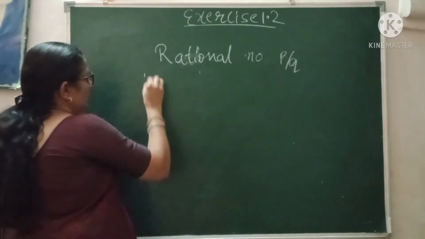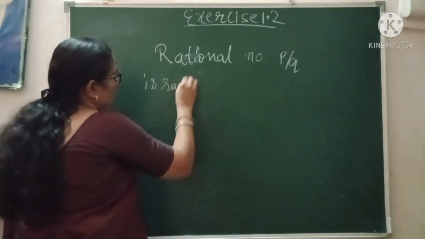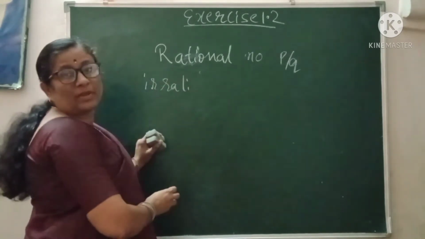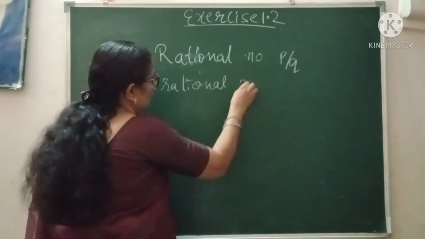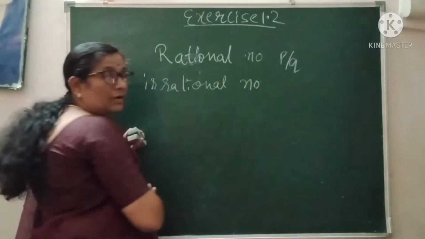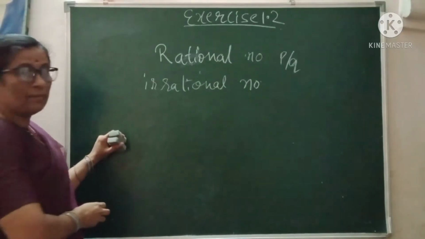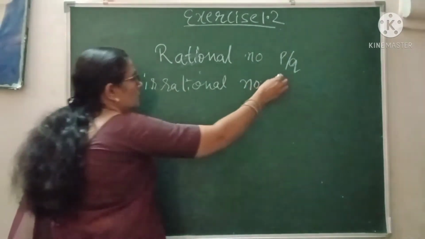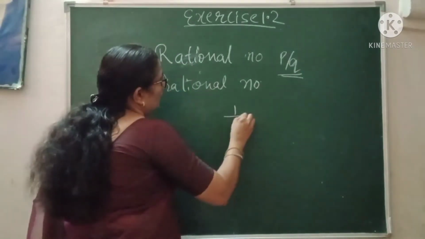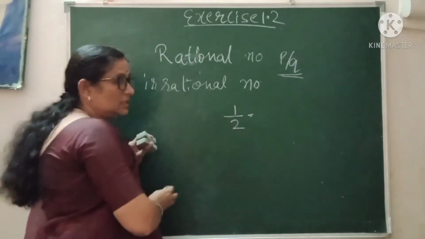And as the word irrational says, numbers which cannot be written in the form of p by q are referred to as irrational numbers. What is the meaning of this? Which type of numbers do we get? For example, look at this p by q. We get 1 by 2. This is in the form of p by q.